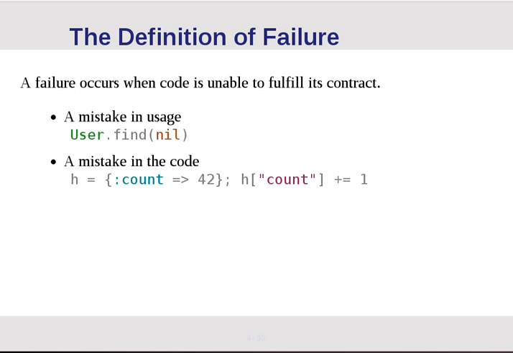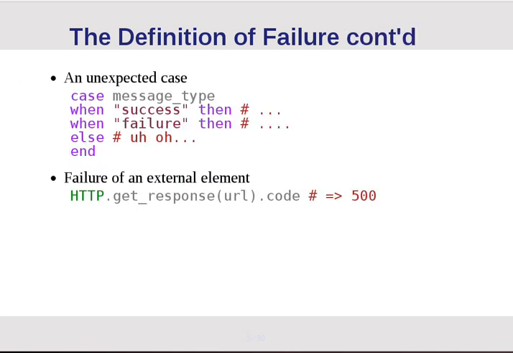Failure occurs when code is unable to fulfill its contract. That could happen for a number of reasons. Mistake in usage, mistake in how the method is called, maybe a mistake in the implementation of the method, a bug. There could be a case that was not imagined by the programmer. For instance, a message type that wasn't expected. Or some element external to the program entirely could fail, like a web service returning a 500 error.